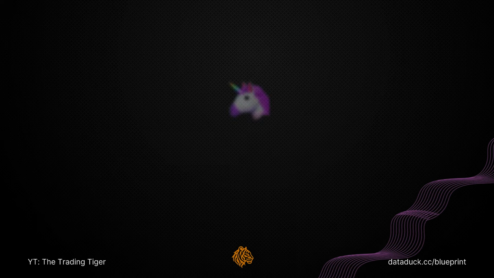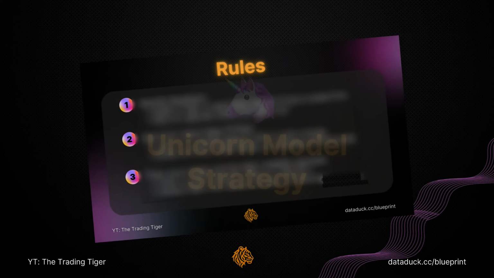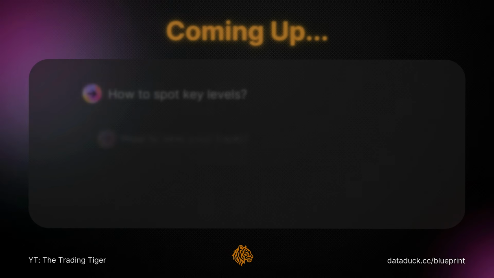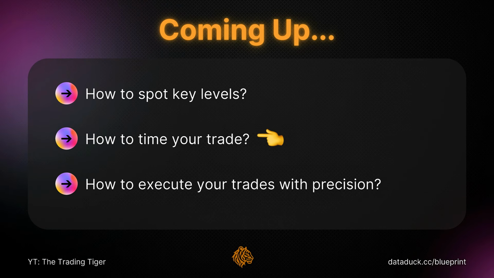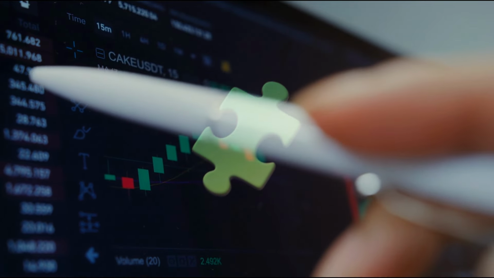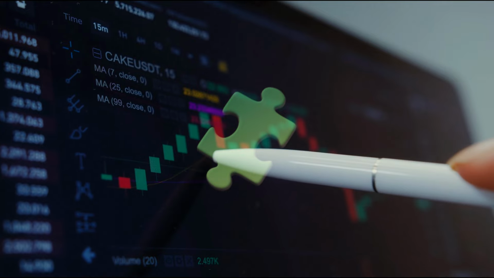In this video, I'm going to show you step by step how the ICT unicorn model works. You'll learn how to spot key levels, time your entries like a pro, and execute your trades with precision. By the end of this, you'll have a clear, actionable blueprint to start applying this model in your own trading.